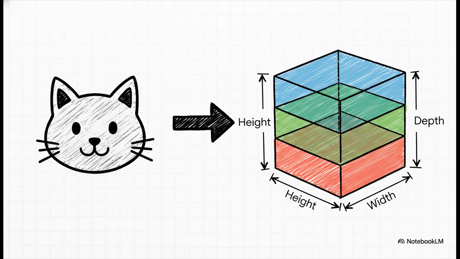Now, to the computer, this isn't a picture of a cat. It's just a big block of numbers called a tensor. It has a height, a width, and a depth, which for a color image is usually 3 layers deep, one for red, one for green, and one for blue.